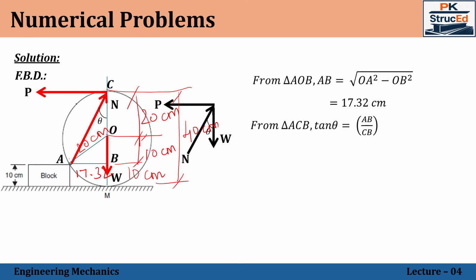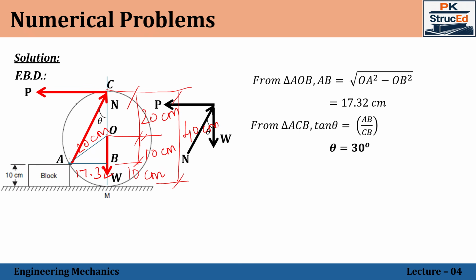So from triangle ACB, tan theta will be equal to AB by CB, where AB is the distance 17.32 we just calculated, and CB is the total height deducted from the height of the block. So that is 40 minus 10, you will get 30. Substituting that value, you will get theta as 30 degree.